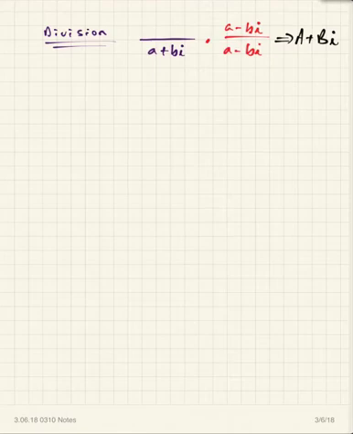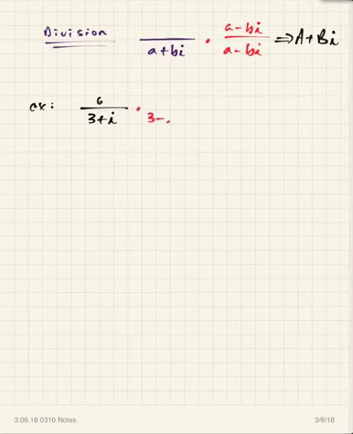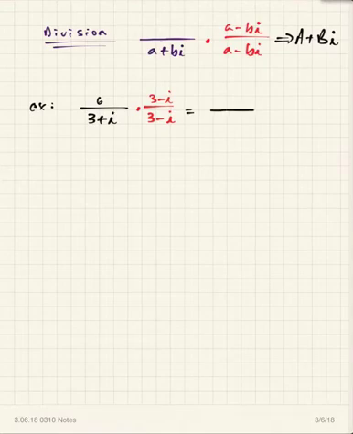Let's start with something relatively simple. Let's say we have 6 over 3 plus i. So you're dividing by a complex number, and the strategy is to multiply the numerator and the denominator by the conjugate of the denominator. The conjugate of the denominator here would be 3 minus i. You're trying to write this so that there are no imaginary numbers in the denominator.